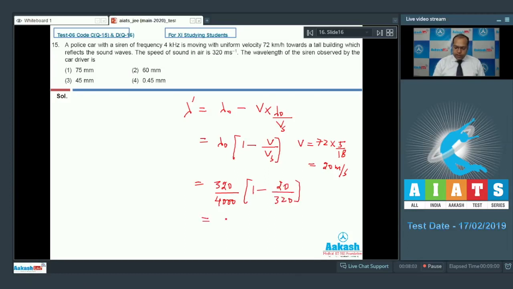On solving, it comes out to be 75 into 10 raised to the power minus 3 meter, or 75 millimeter. So option 1 is the correct answer. Let's move to question number 16.